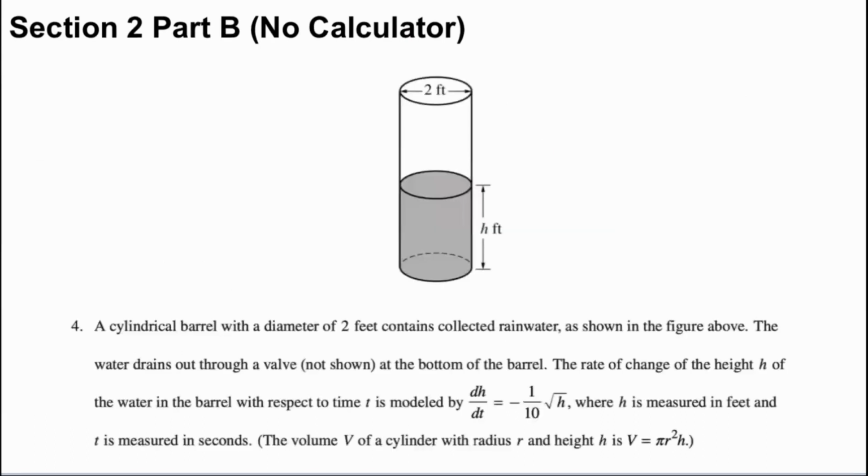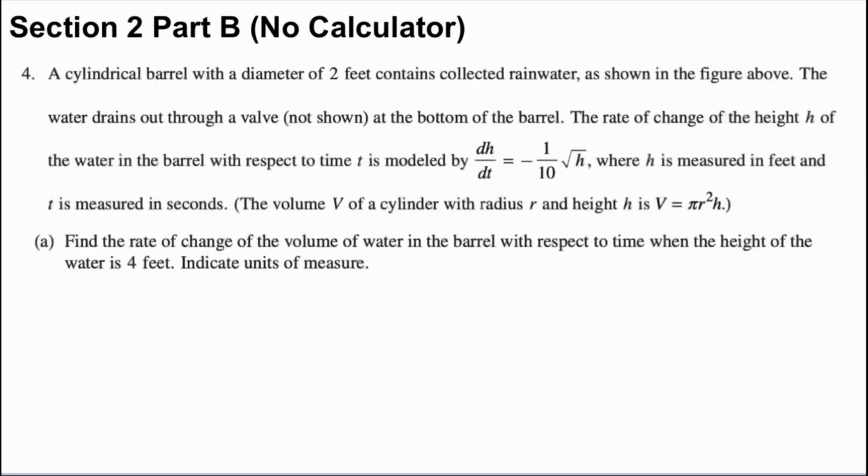Now, number 4, we're more than halfway done. We have this stem talking about a cylindrical barrel, and I'll let you read that to just kind of digest it. And instead of putting the image again, I'll just have the text, which has the information relating to the image. And so we're going to find the rate of change of the volume of water in the barrel with respect to time when the height of the water is 4 feet, and of course, indicate units of measure.